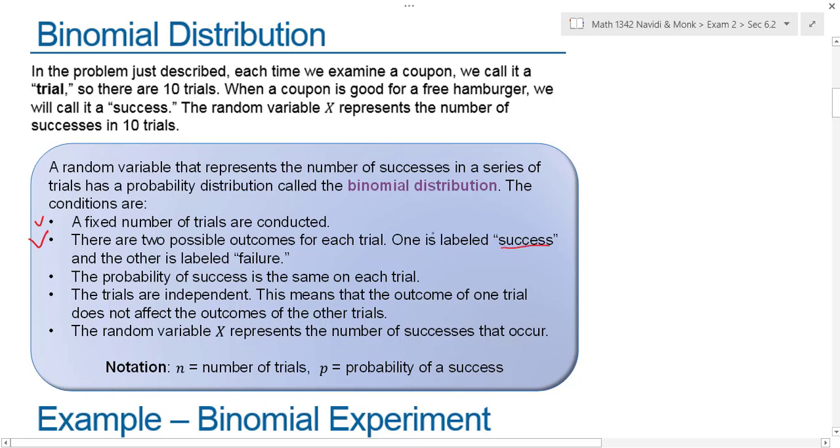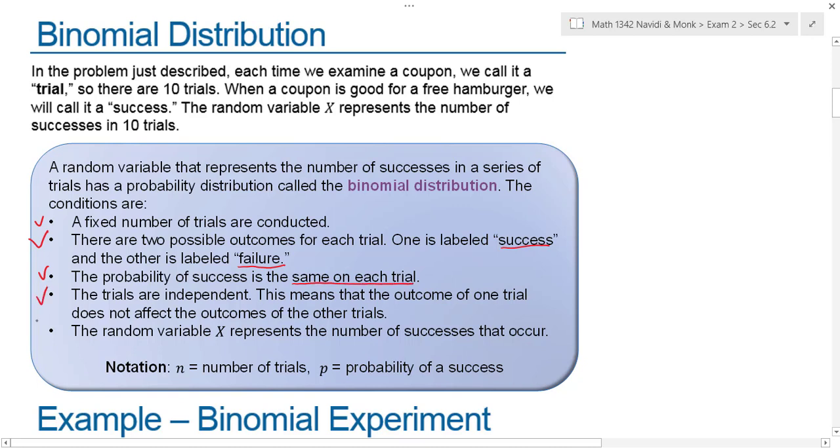Now, don't let the positive connotation of the word success and the negative connotation of the word failure fool you. If you're studying the number of deaths due to nosocomial infections in a hospital, a death would be considered a success. Death we don't usually think of as a success, but in that situation it would be. Also, the probability of success has to be the same for every trial. In the previous example with the burgers, we were told that 20% of the coupons awarded a free burger, so the probability of getting one of those coupons was 20%, or 0.2, for everybody. It didn't change. The probability of success has to be the same for every trial.